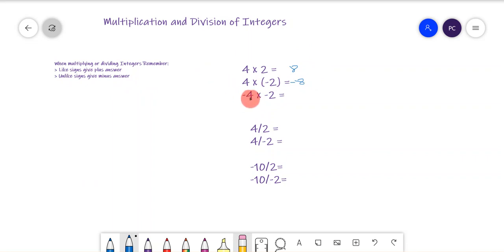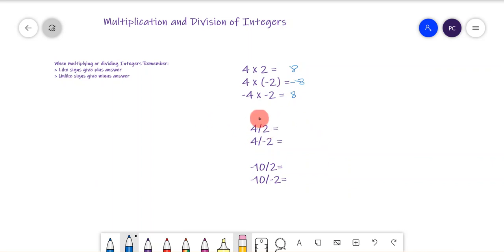Now, if we have a look at this one here, we have negative 4 multiplied by negative 2. Again, we have a negative integer multiplied by another negative integer. The signs are the same, so this is negative and this is negative. Therefore, like signs give a plus answer, so negative 4 multiplied by negative 2 is just going to be positive 8, or just 8. Notice when we have a positive integer, we don't need to put the plus sign in front of it. It's assumed that it's there. But when it's a negative integer, we do have to put the negative sign in front.